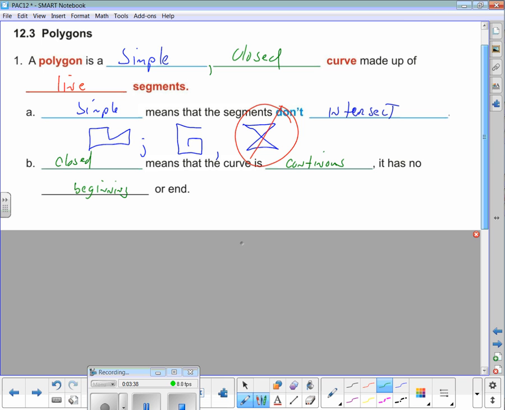So if you look back at the simple ones, don't do this in your notes, that one's also closed, isn't it? That's a polygon. This one is not closed. Therefore, it can't be a polygon. Because polygons are simple and closed. So that one's not a polygon.